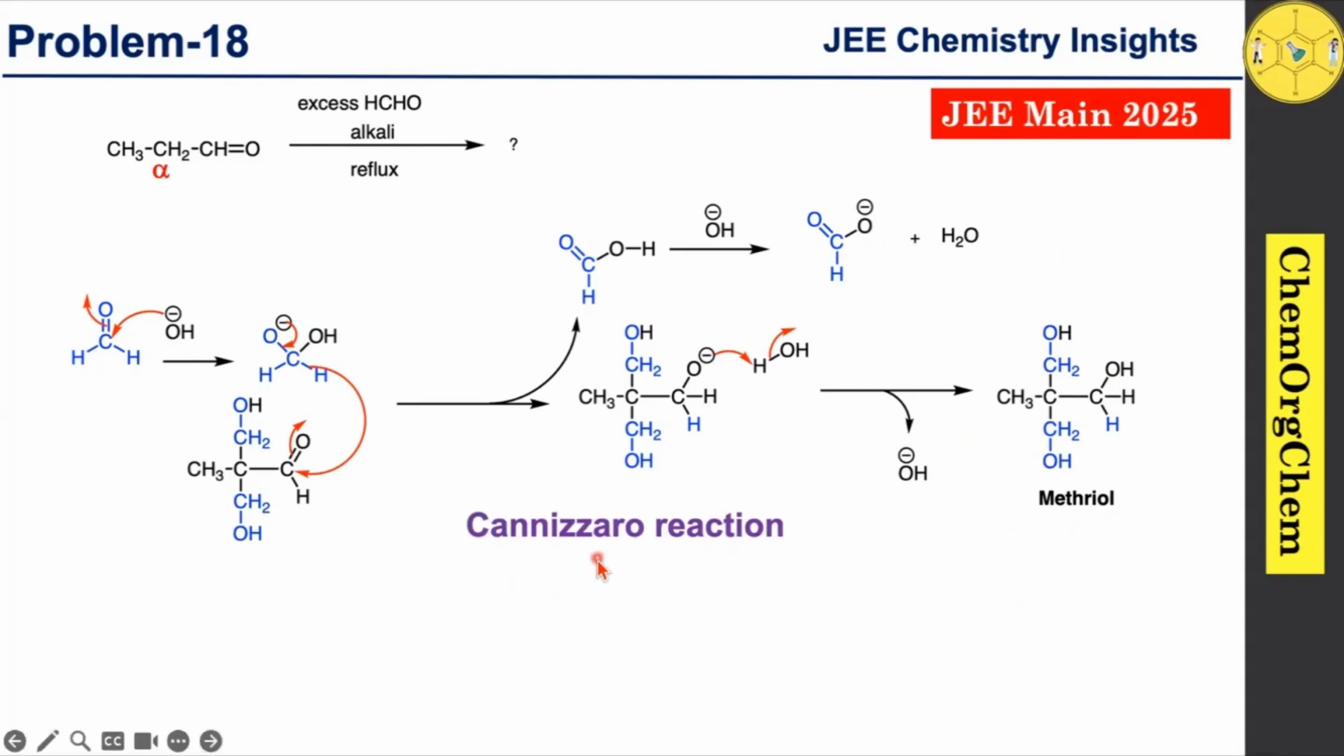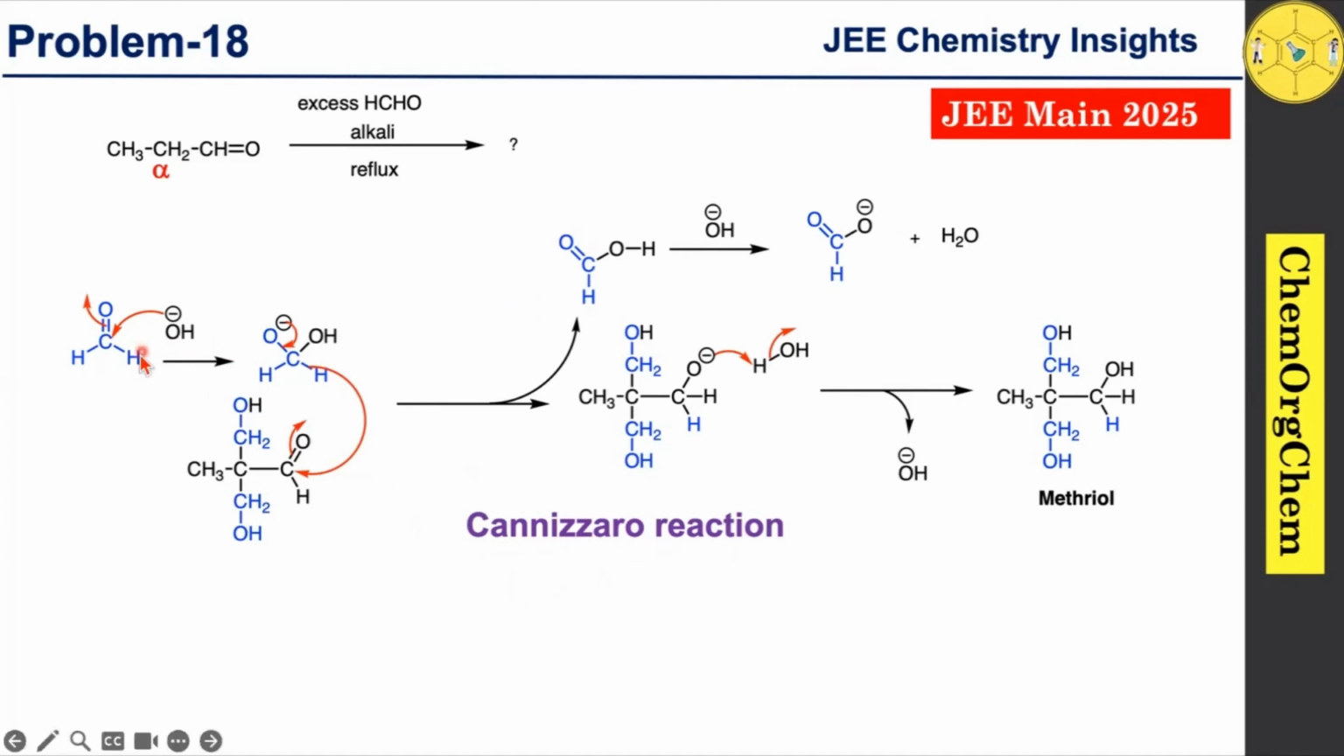This reaction is known as the Cannizzaro reaction. As per the Cannizzaro reaction, the two aldehydes should not have any alpha hydrogen atoms on the alpha carbon. These two aldehydes react under basic conditions, where one of the aldehydes is reduced and the other aldehyde is oxidized. That reaction is known as the Cannizzaro reaction.